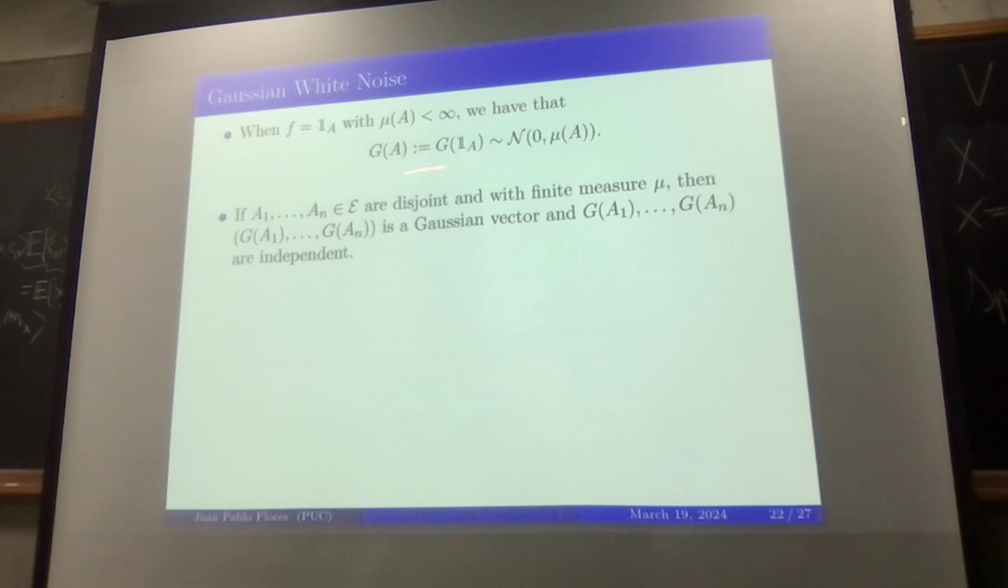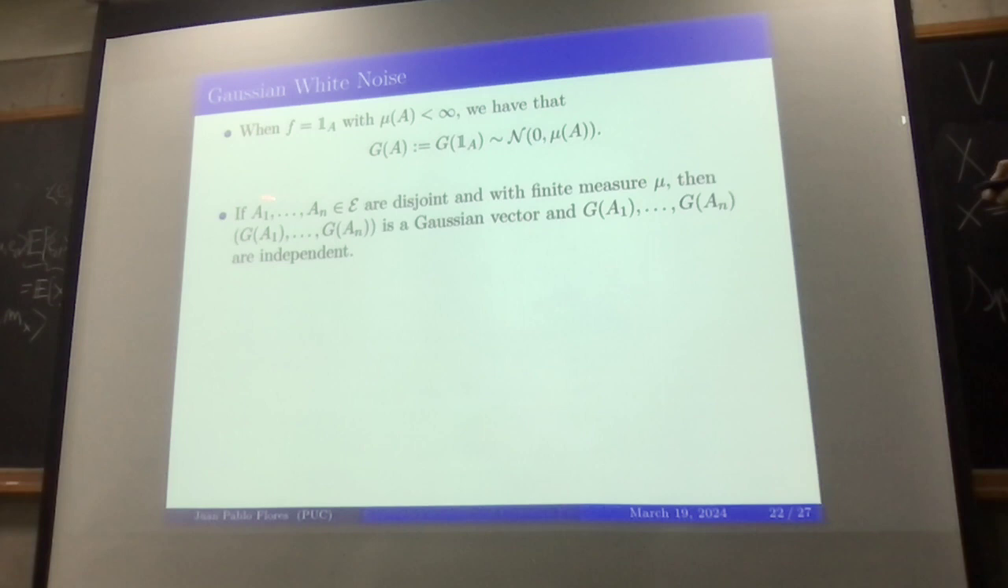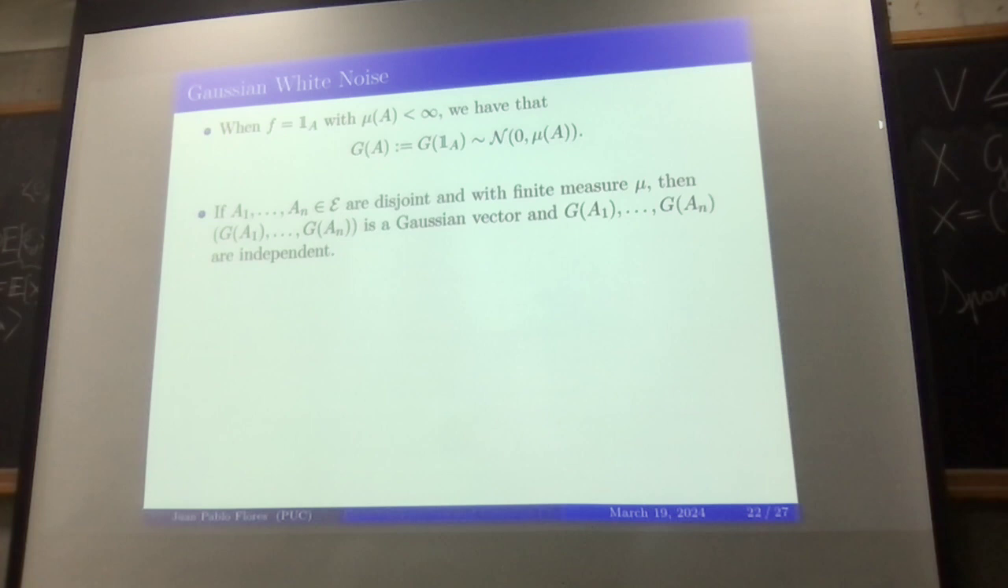I find this a cool property. If we have a disjoint sequence of measurable sets, all with finite measure, then this vector from here is going to be a Gaussian vector. That is, the linear combination of all its coordinates is going to be Gaussian because, well, G is linear. That is the reason. It's going to be a Gaussian vector, and also these are going to be all independent. So the Gaussian white noise takes disjoint sets to independent Gaussian random variables.